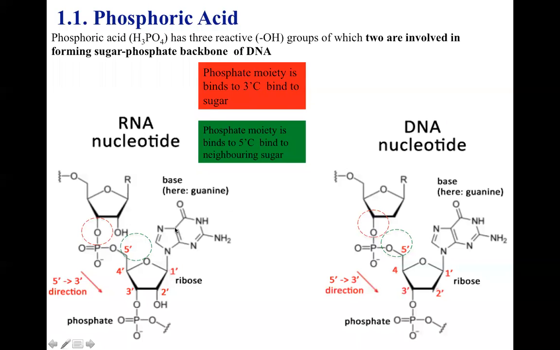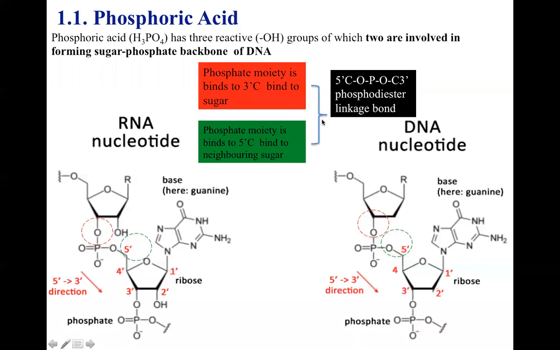So this is about RNA. What is the structure behind this? And this is the DNA nucleotide structure. The only difference between RNA and DNA, I'll come to that point in the next slide. This is the summary of this slide: how phosphoric acid is involved in the sugar-phosphate backbone of DNA. The 5' carbon atom of the sugar will bind to the phosphoric acid, and the 3' carbon atom of the sugar will bind to this phosphoric acid, which forms the phosphodiester linkage bond.